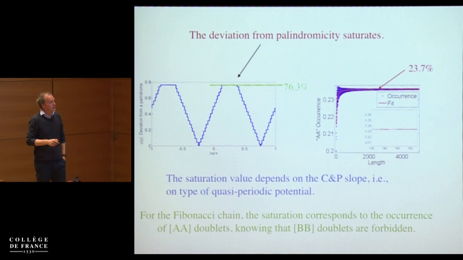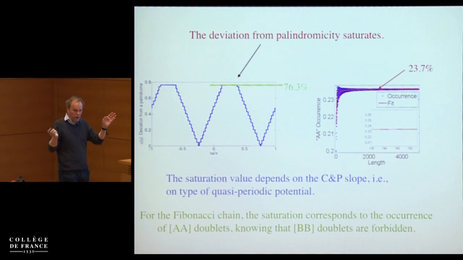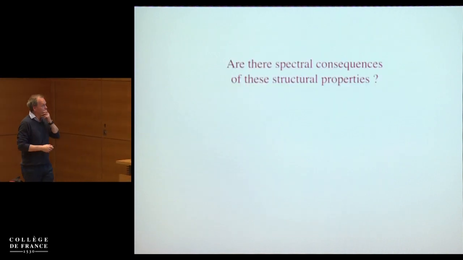Here, in fact, this number depends on the occurrence of the AA doublet in the chain. And you see that they saturate to this value that we will see in a second. And 1 minus this gives just this. Okay? So this value of the saturation is something that depends only on the structure, on nothing else, not on coherence or whatever, just on the structure.